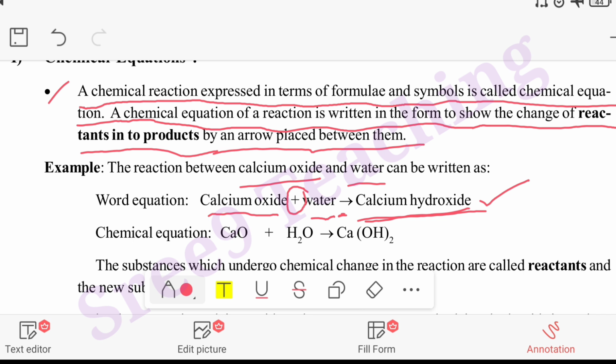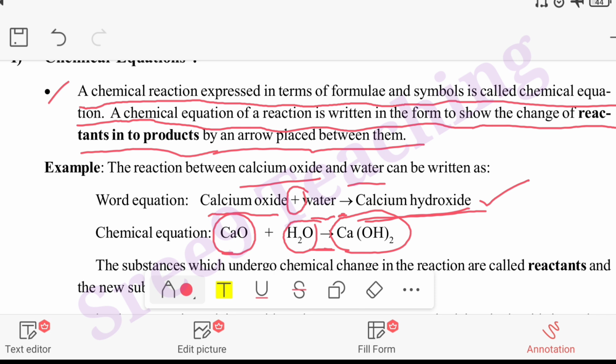So hence it is called a word equation, and instead of words we use the formulae. The formula of calcium oxide is CaO, and the formula of water is H2O. So here CaO plus H2O combined together, and the arrow mark we read as gives rise to what? It gives rise to calcium hydroxide, Ca(OH)2. We read it as Ca(OH) twice.